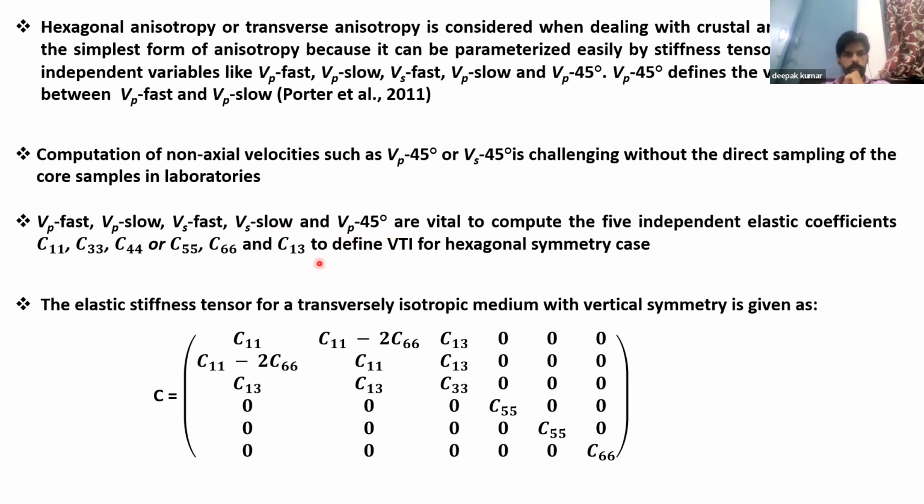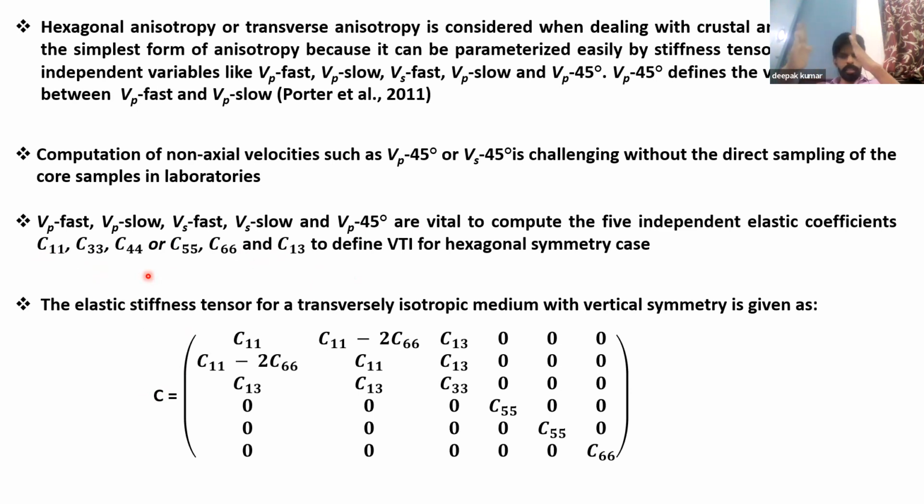So for that, I have to compute C13, which is also important, because C13 and C45 are related to one another. For this, I need this. But these C13, C33, C44 are called stiffness or elastic coefficients. And these are required to compute the Thomsen anisotropic parameters.